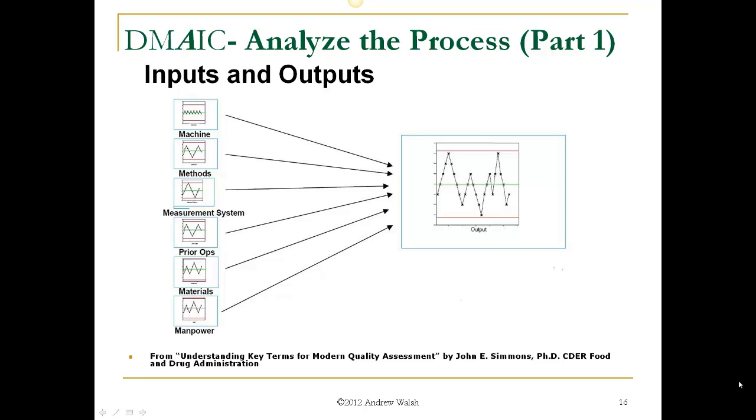Now, this can be graphically pulled together as a diagram such as this, showing how all the variability from these different areas, machines, methods, measurement systems, all have a final impact on the output of the process. It's important to point out that in the footnote, this is from Understanding Key Terms for Modern Quality Assessment, a presentation given by John E. Simmons, a PhD, from CDER of the Food and Drug Administration.